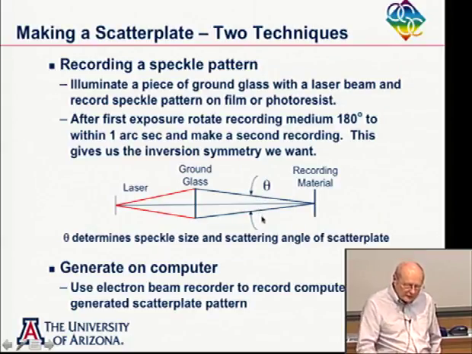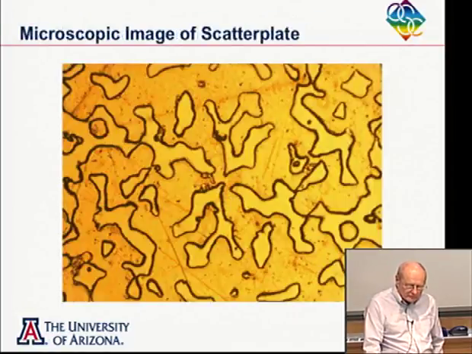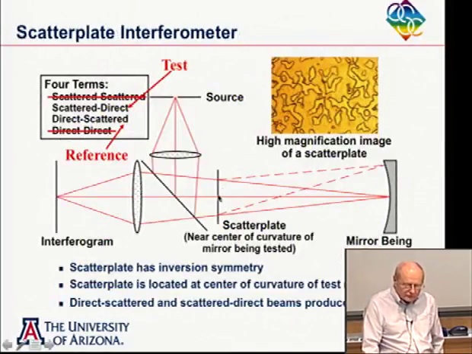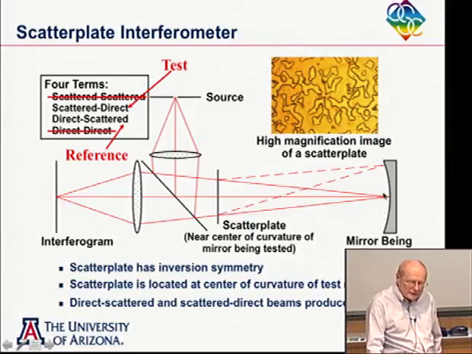And so when I make this scatter plate, I'd like to make it such that this 2 theta is about this angle, about the angle subtended by the mirror under test by the scatter plate. Now there's going to be light scattered outside of here because it's going to have higher orders and stuff. And the intensity is going to vary too. But if you make this about 2 theta, it's pretty good.